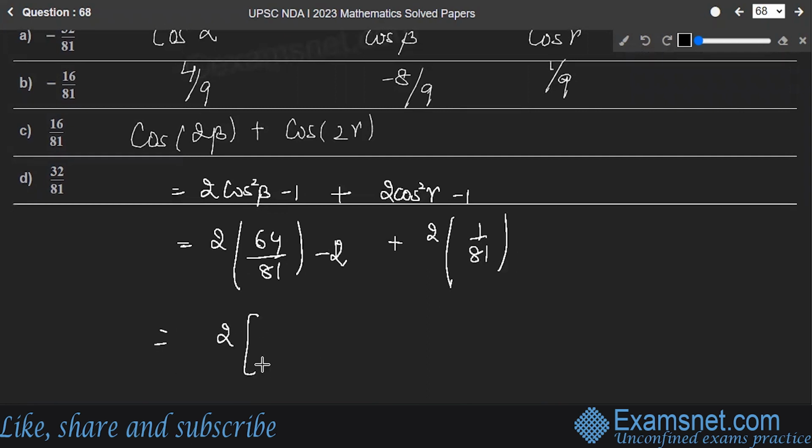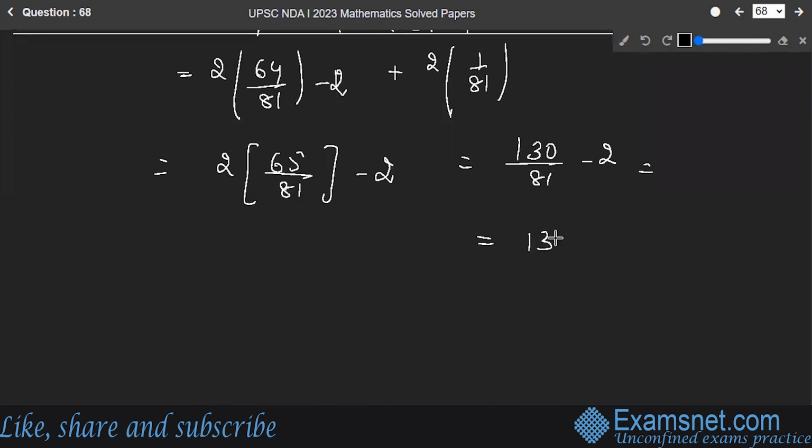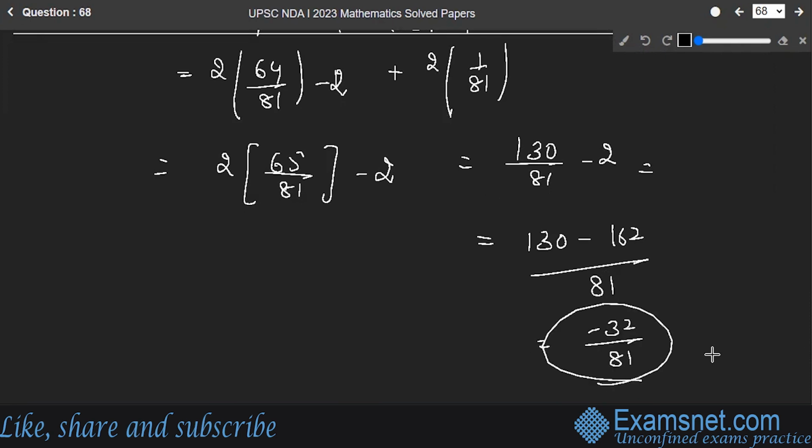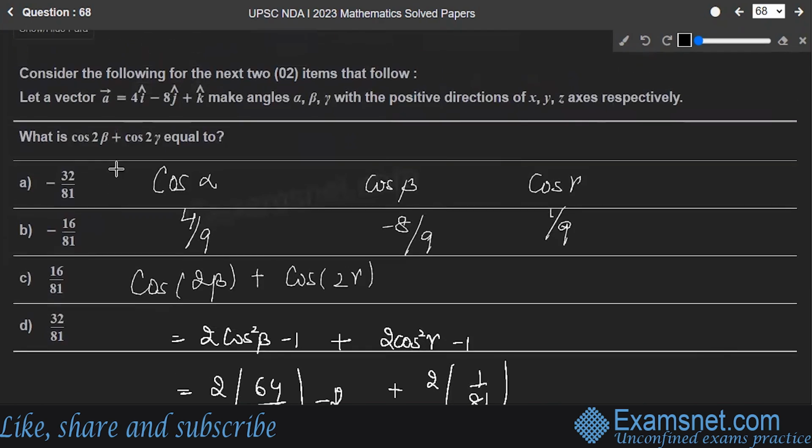Taking 2 common, this is 65 upon 81 minus 2, which is equal to 130 upon 81 minus 2, which is 130 minus 162, so minus 32 upon 81. Minus 32 upon 81 is option A. So this is the correct answer to our problem. Hope you got this. Let's move to the next question, number 69.